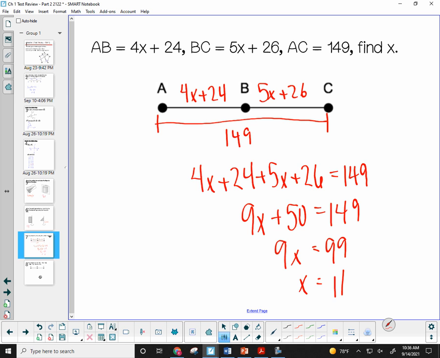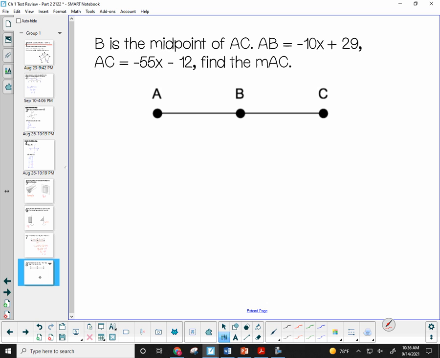All right, last one. Last one says B is the midpoint of AC. If B is the midpoint, that means these two segments have to be congruent, right? All right, then it says AB is equal to negative 10x plus 29, and it says AC is equal to negative 55x minus 12.